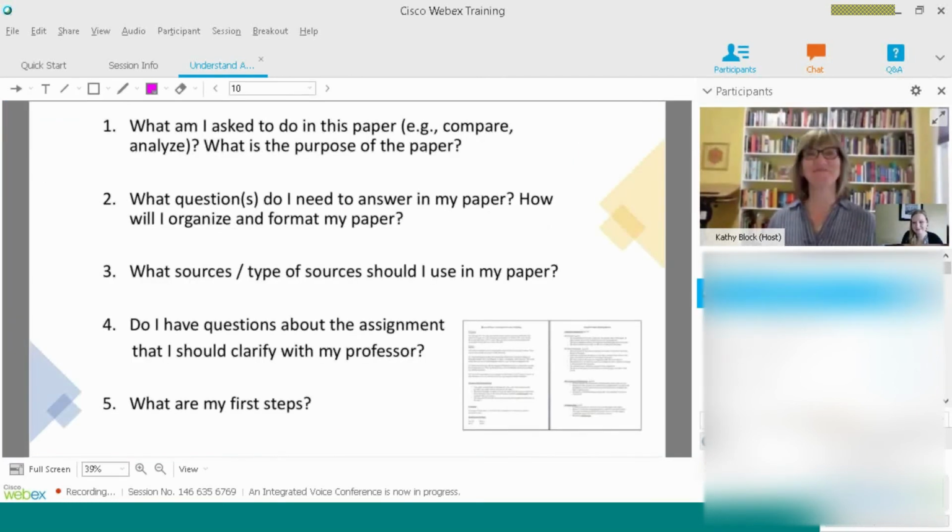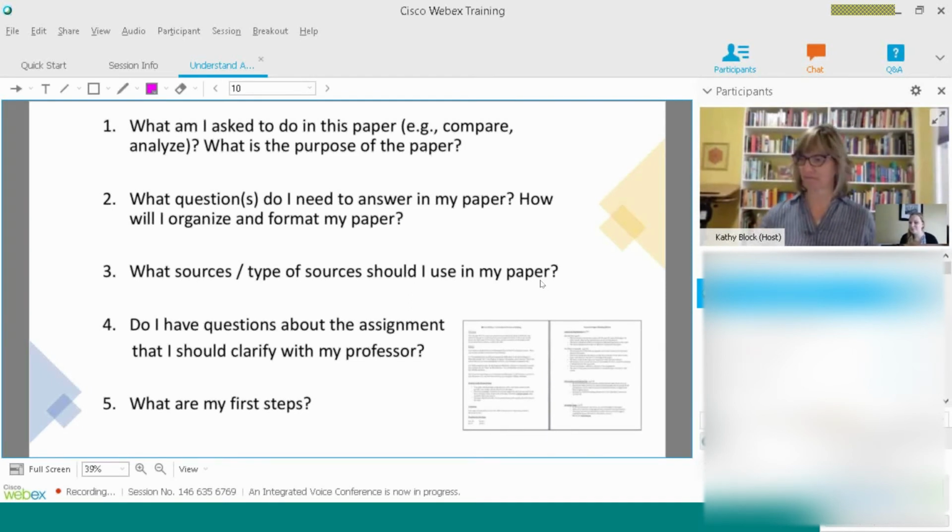Okay, so since instructors often include quite a bit of detail in their assignment guidelines, when you first receive these guidelines, it can be useful to have a set of questions to help guide your reading so that you can pull out all of the essential information. So here are some of the questions I would recommend asking yourself when you first read through your assignment guidelines.